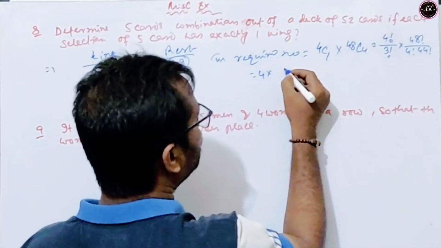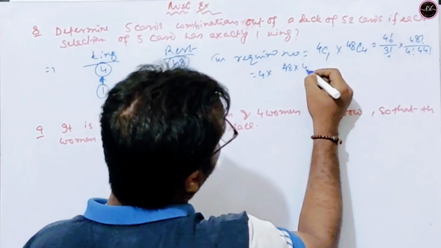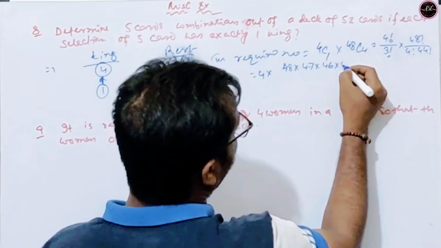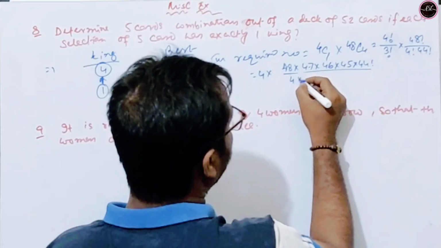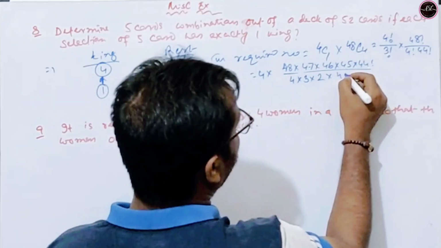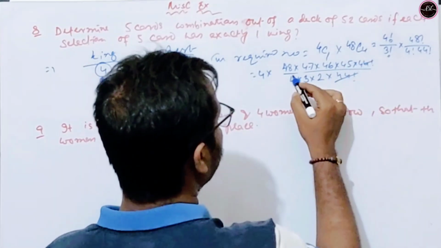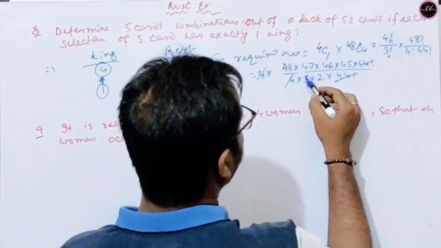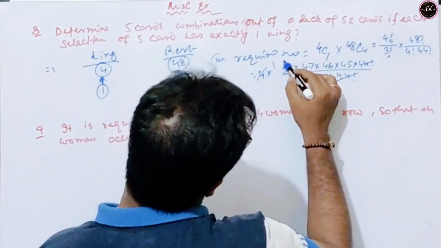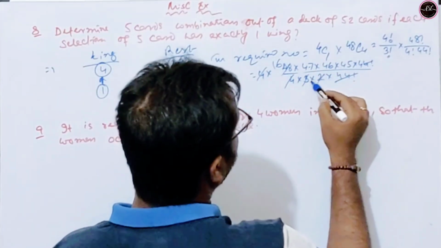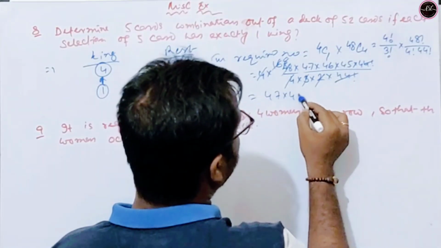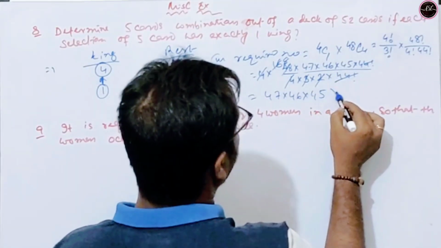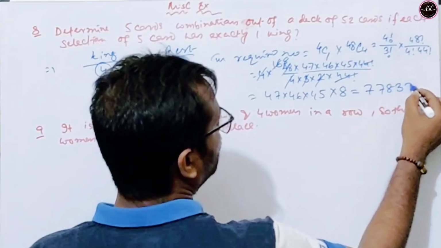So we have 4 into 48 equal to 48 into 47 into 46 into 45 into 44 factorial divided by 4 factorial, which is 4 into 3 into 2 into 44 factorial. So just cancel out this, 4 will be cancelled out, and here 1 6 and here 8. So we have 47 into 46 into 45 into 8, and 77832 will be the answer.